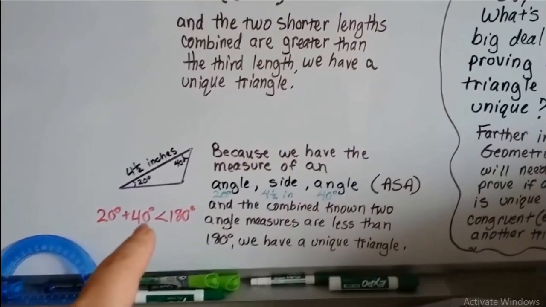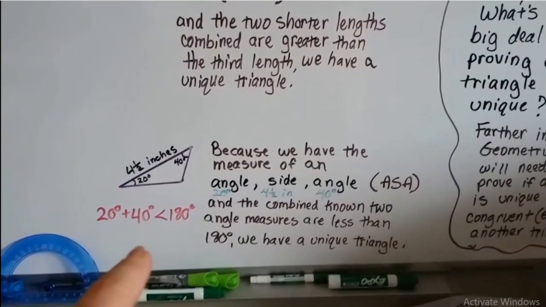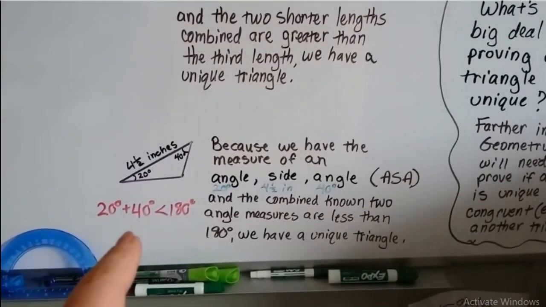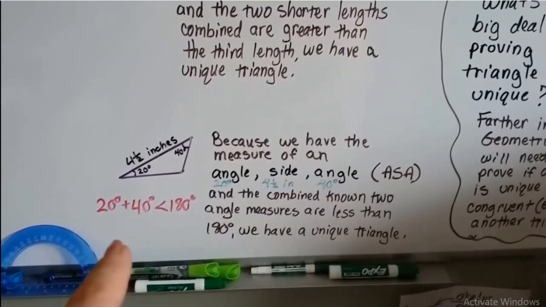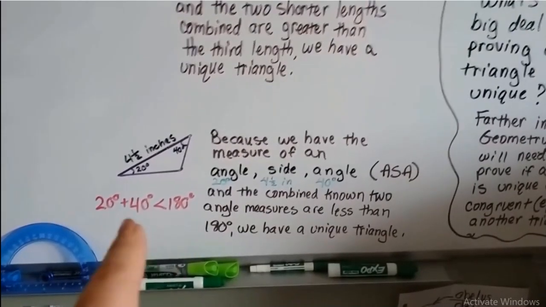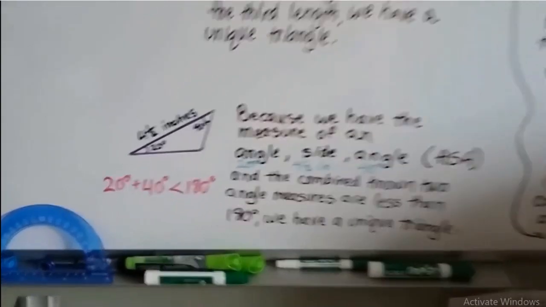Now we have one called angle side angle. It's ASA, angle side angle. Because we have the measure of an angle, a side, and an angle, and the combined two known angle measures are less than 180 degrees, we have a unique triangle. See? That's it. Now, let's look at the more than one triangle cases.